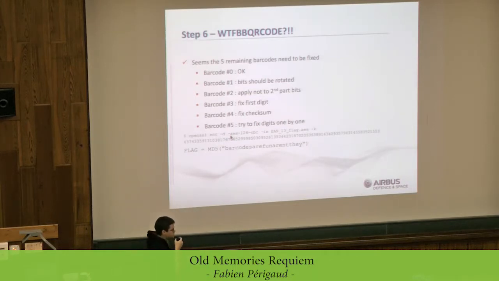For the second one, we have to perform a rotation of all the bits to have a correct barcode. For the next one, we have to apply a NOT on the bits of the second part.